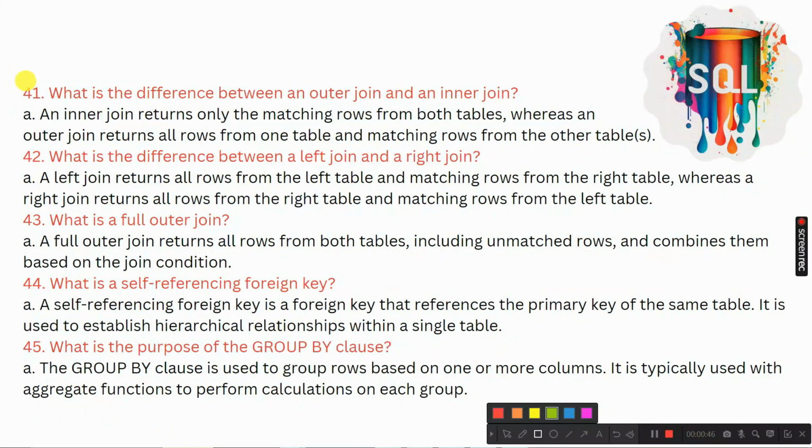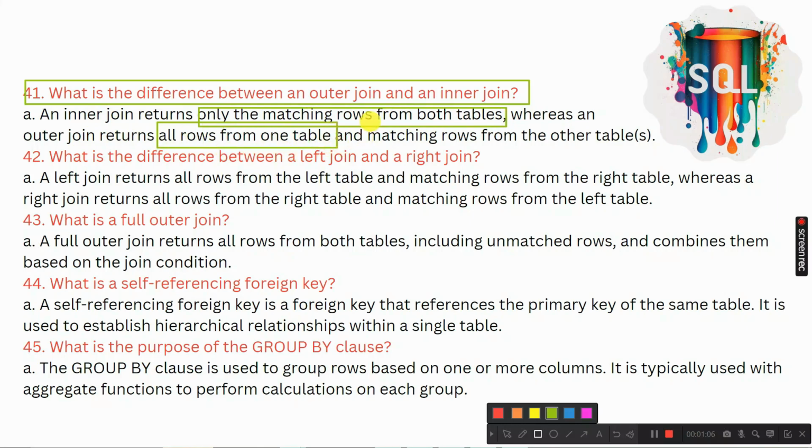Then the next question is, what is the difference between outer join and inner join, right? An inner join returns only the matching rows from both the tables, whereas an outer join returns all the rows from one table and matching rows from the other table. This is the main difference between the outer join and inner join.